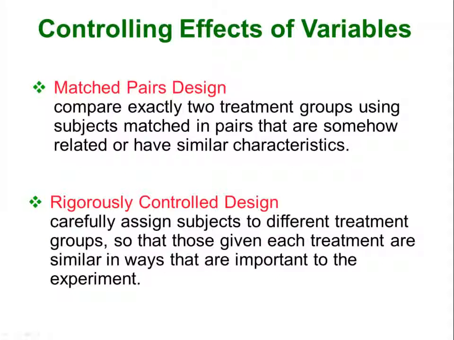Matched pairs design is where you basically just have 2 groups that are matched up on some sort of similar characteristics. Maybe you're working with twins and you put half of each twin pair in one group and half in the other. And then a rigorously controlled design is exactly what it sounds like. You're just trying to make sure that subjects are getting the different treatments.